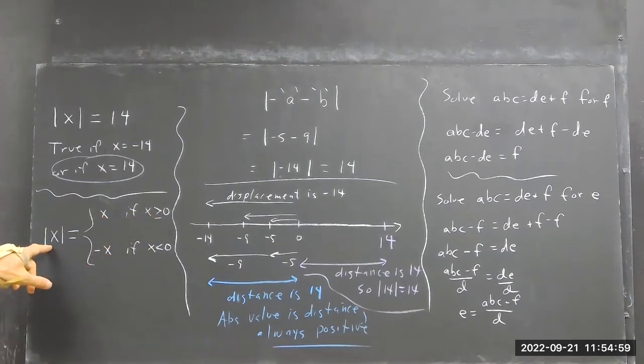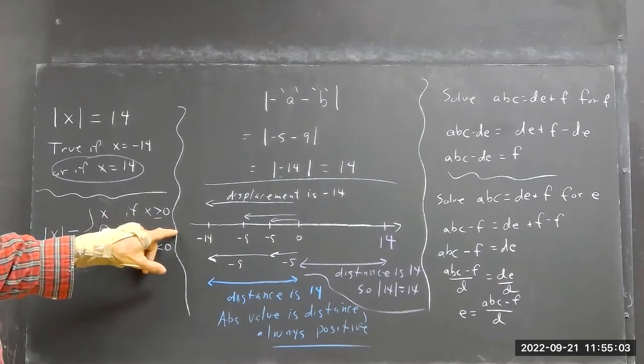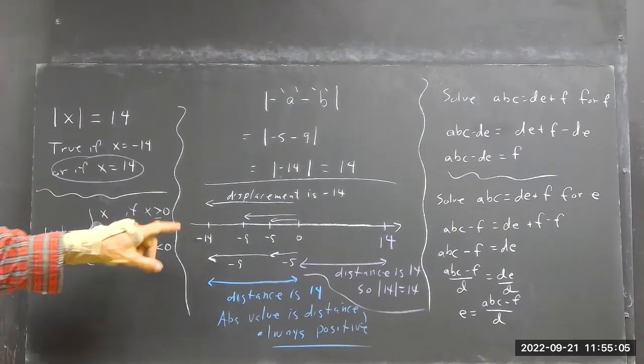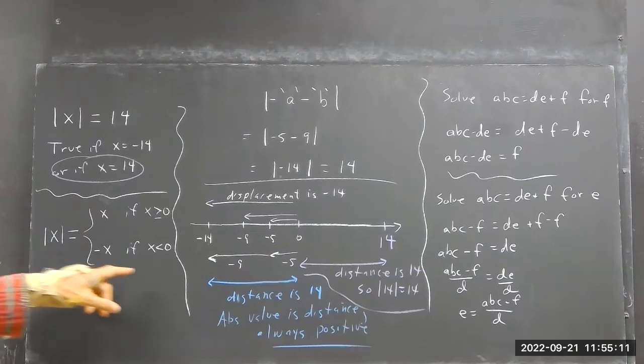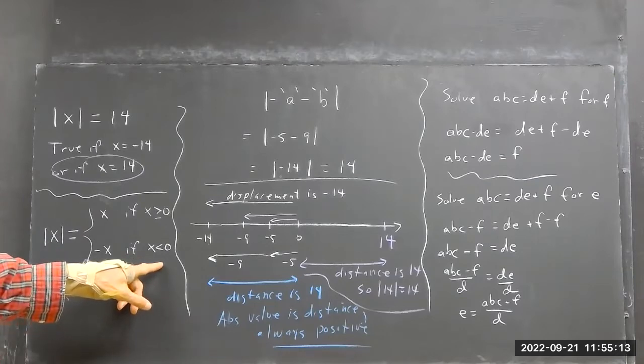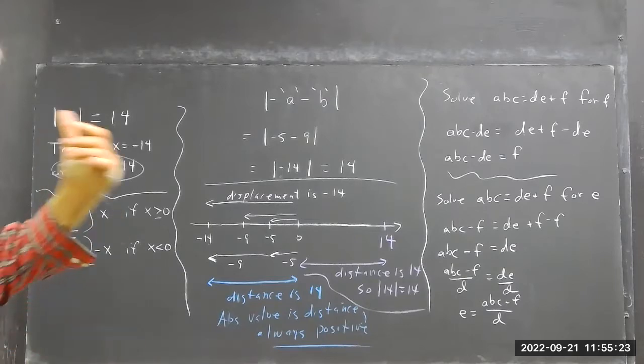So the absolute value of 14 is 14 because 14 is greater than or equal to 0, right? What about the absolute value of negative 14? Which side of this? Well, negative 14 is less than 0, right? Okay, so it'd be negative x. Now x is negative 14, so what's the negative of negative 14? It's 14.